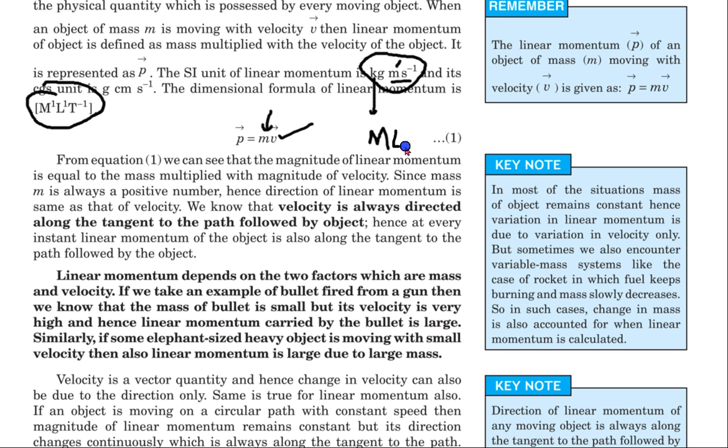Meter is length. Second is time, MLT minus 1. I can write 1, or you cannot just write. It's okay. Leave it. No need to write 1. MLT minus 1 is correct.